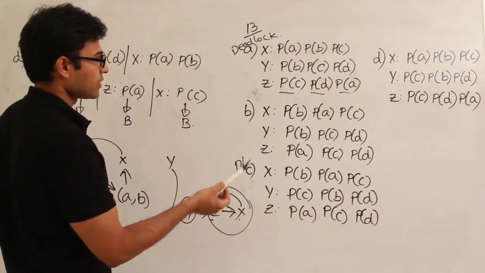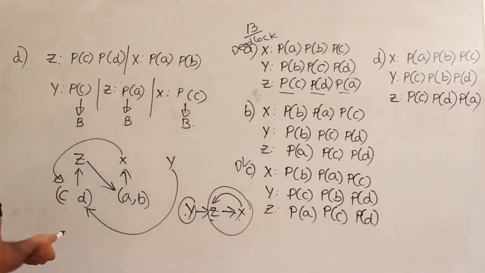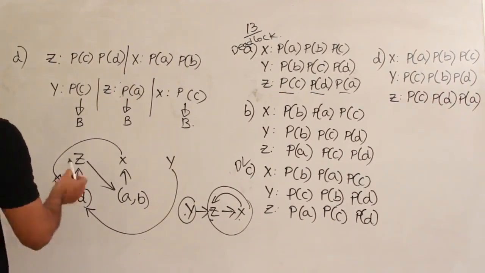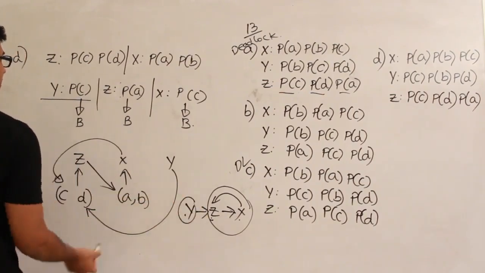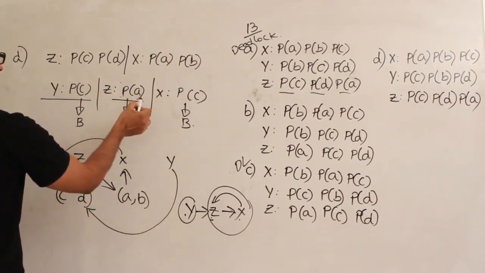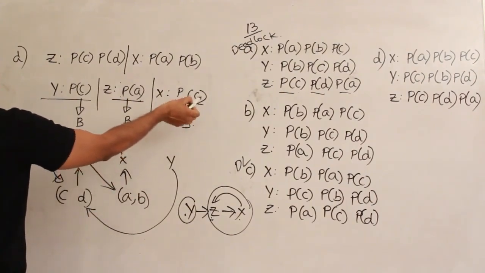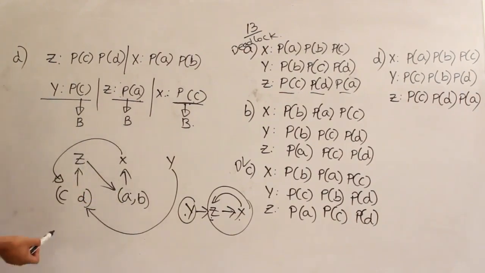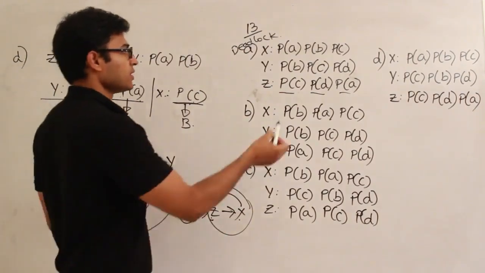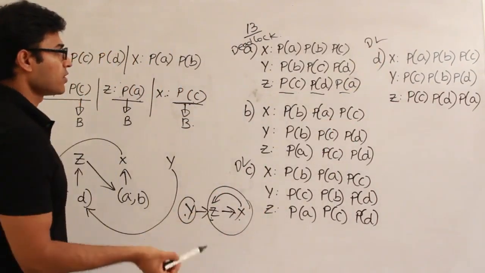One second, here Y, what does Y want? No, it is not Y, C. So Y wants C, but then it wants Z to release it, but then Z wants A, and A is with the X, right? And now X cannot release A because X wants C, and C is with Z. Therefore in this sequence deadlock is again possible. So even in the option D, deadlock is possible. So the only option in which deadlock is not possible is B.